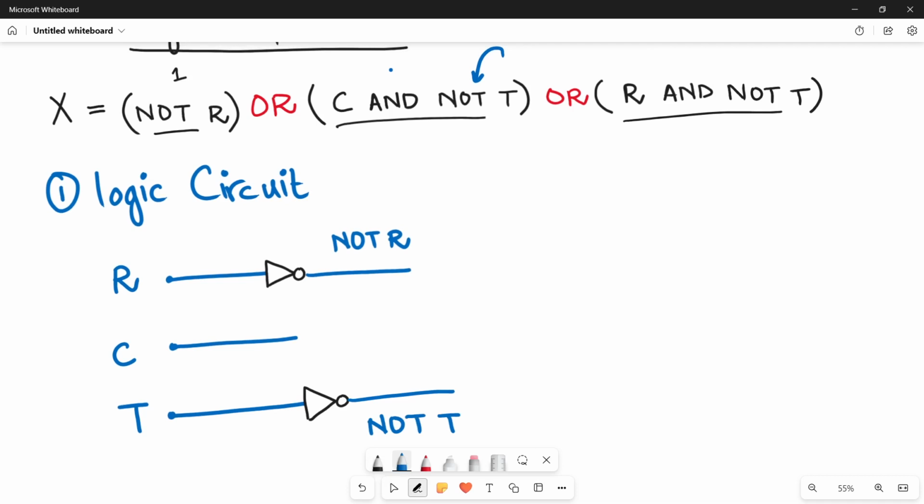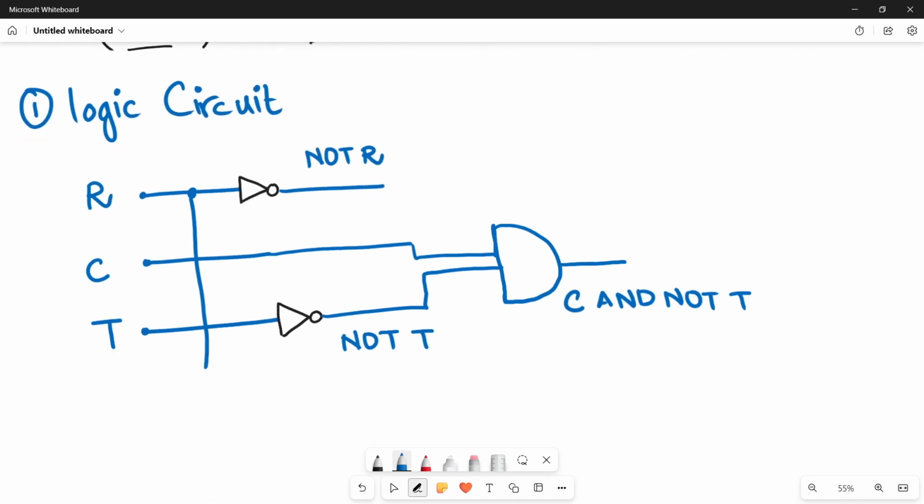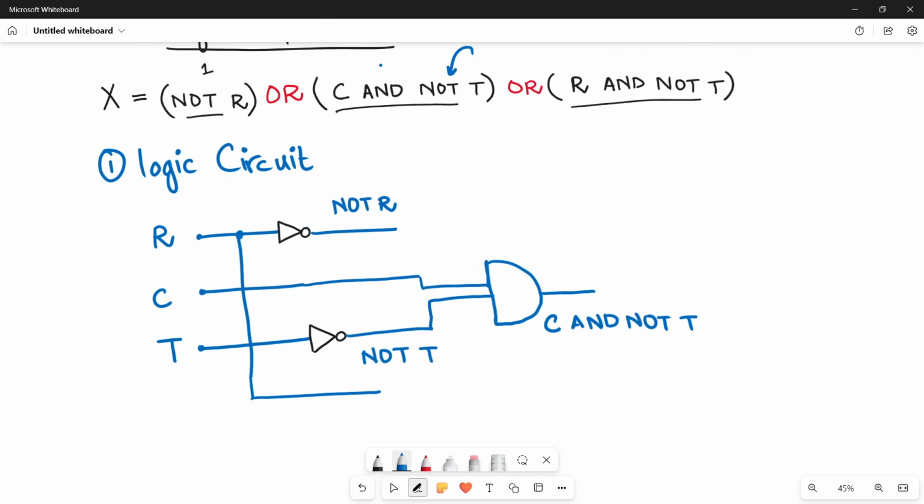Now look at this, NOT T and C are both going through an AND gate. So I will pass both of these lines through an AND gate. So the result of the AND gate will be C AND NOT T. So we are done with the second bracket. Now quickly moving towards the third bracket, which says that R AND NOT T, which means I will be taking R as an input, and with R I have to take NOT T.